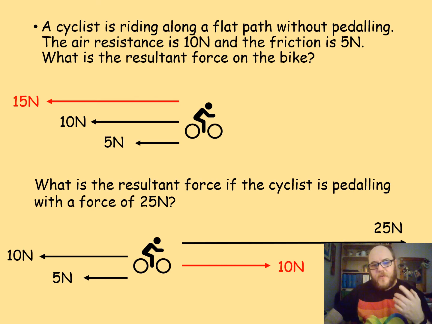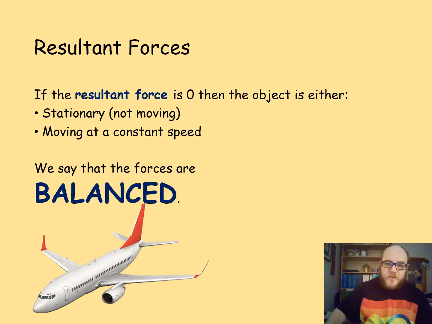So all of these forces here are what are called unbalanced. We're going to look at unbalanced forces in the next video, but you can say these are unbalanced because the forces don't add up to 0. If the resultant force is 0, the object has to be either stationary or moving at a constant speed, and we say that the forces are balanced. So any time you look at resultant forces, if you've got 0, then the forces are balanced. We're going to discuss later that that doesn't necessarily mean the object is stationary. It could also be moving. It's just not speeding up or slowing down.